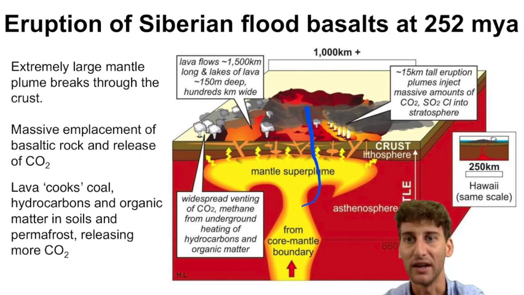The scale here is nuts. It's like 1,000 kilometers in scope, and so this is much bigger than the analogies that we have today, such as the Hawaiian hotspot. This is supposedly the scale, so you can see how much bigger the Siberian event is compared to any modern analog that we have.